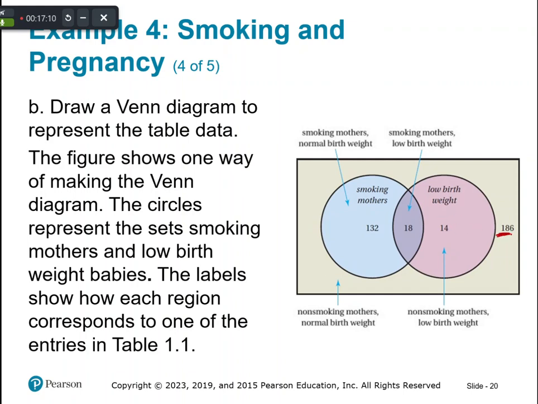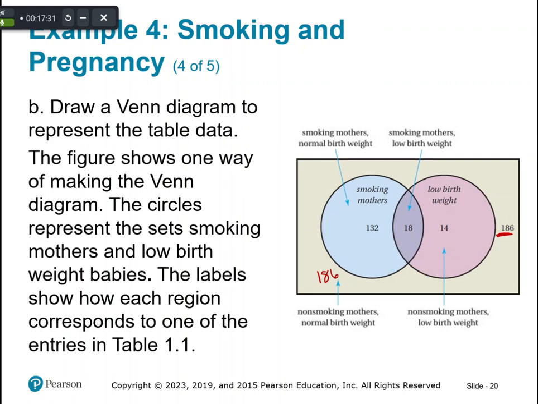And finally, non-smoking, so it's outside of the blue. Normal birth weight, 186, that's where they meant to put their arrow. We have that region on the outside. Notice there are 4 regions: outside the circles, just blue, just pink, and the overlap of blue and pink.